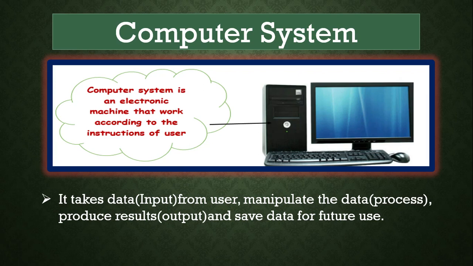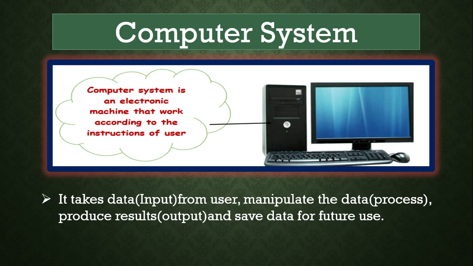So computer system is an electronic machine that works according to the instructions of a user. It means it is a machine that works according to the input given by the user to the computer. It can't work by itself, so the user has to give input to the computer whenever the user wants to perform any task or any activity on a computer. Firstly the user has to provide the input to the computer.